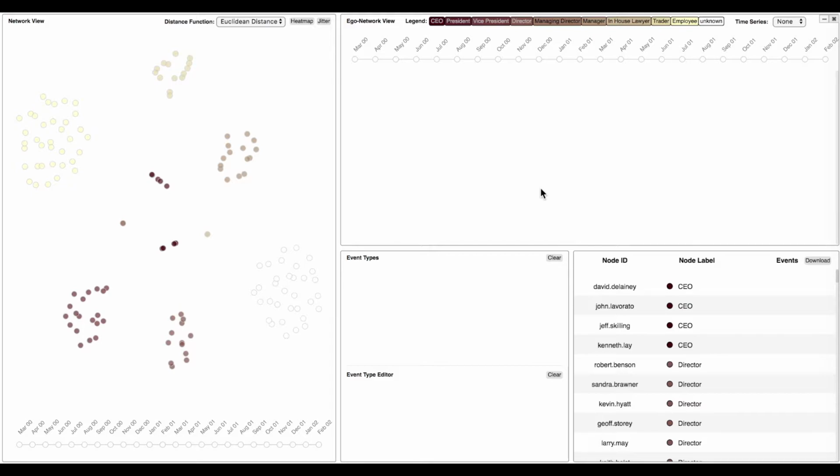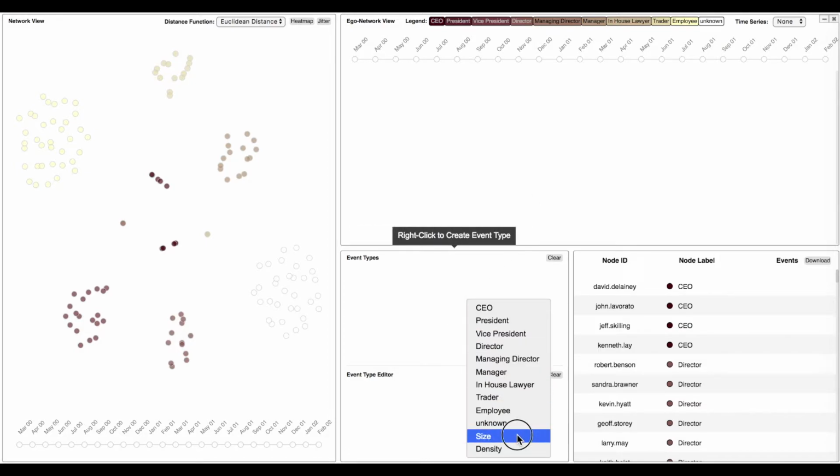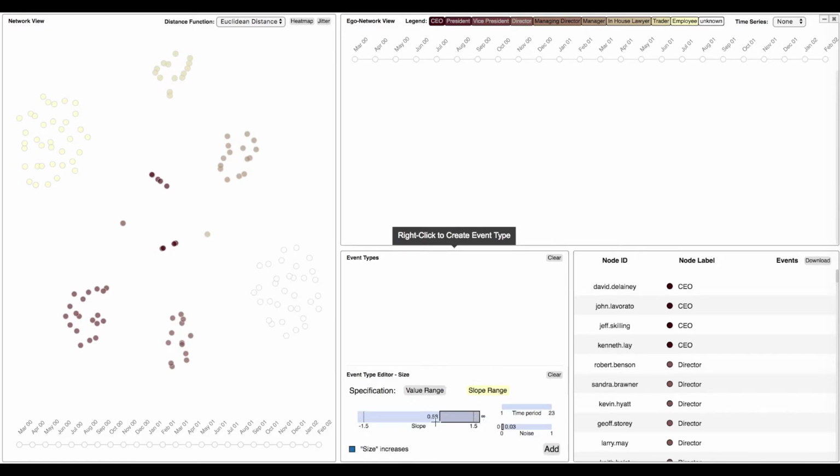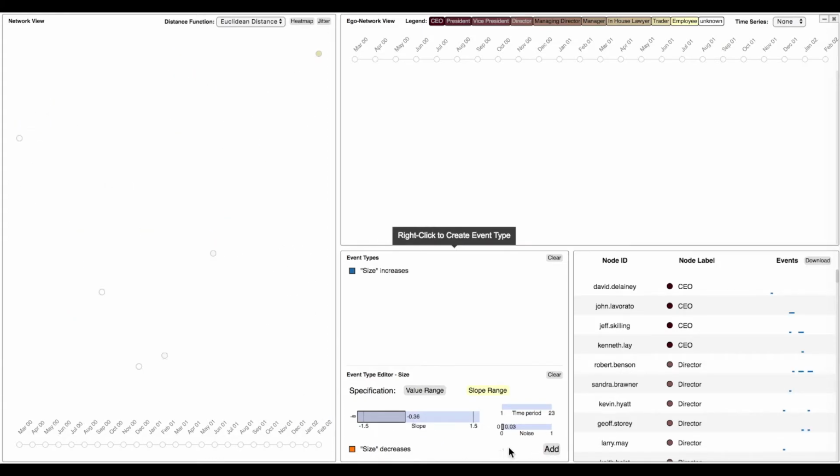She separates the ego networks that have a fluctuating size from those that have a stable size by creating two event types: size increases and size decreases. To create size increases, she selects the size time series from the context menu and sets the slopes to be greater than or equal to 0.36. To create the event type size decreases, she sets the slope to be less than or equal to negative 0.36.